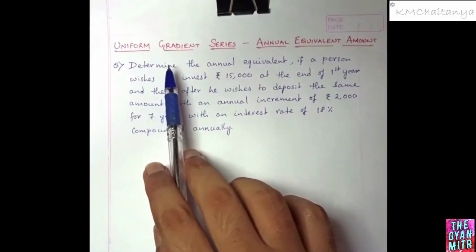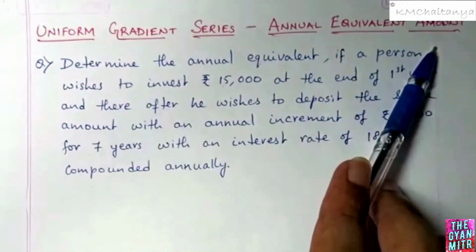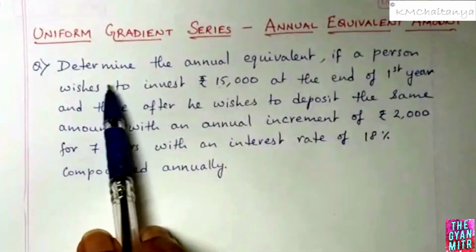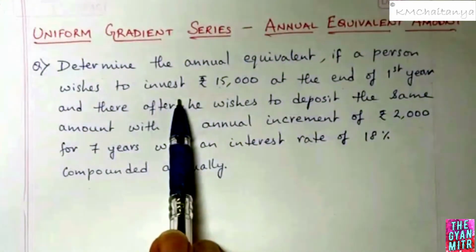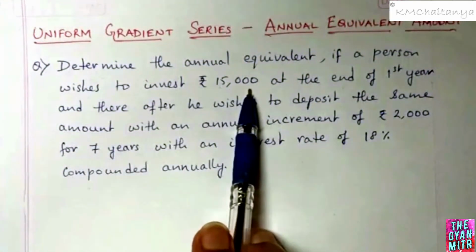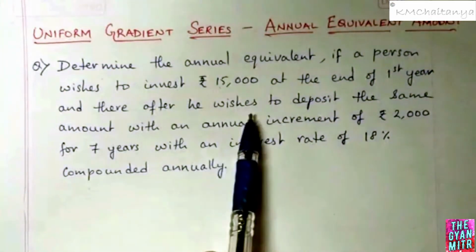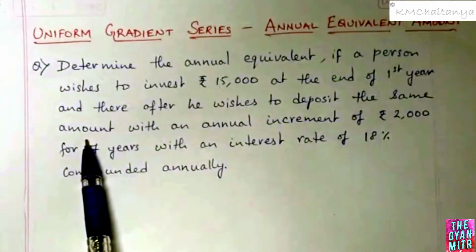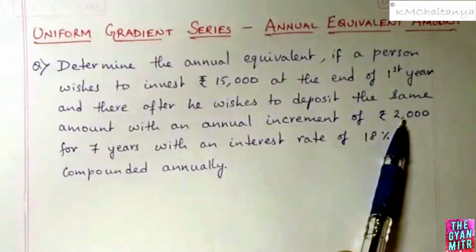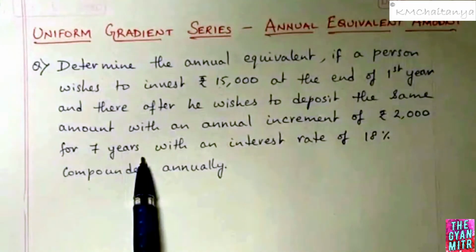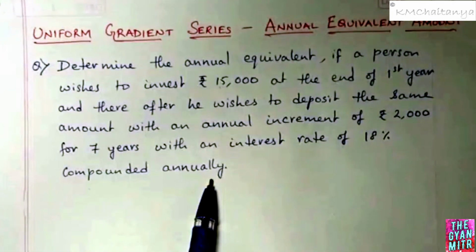Let's now consider an example for uniform gradient series annual equivalent amount. Determine the annual equivalent if a person wishes to invest rupees 15,000 at the end of first year and thereafter he wishes to deposit the same amount with an annual increment of rupees 2,000 for 7 years with an interest rate of 18% compounded annually.